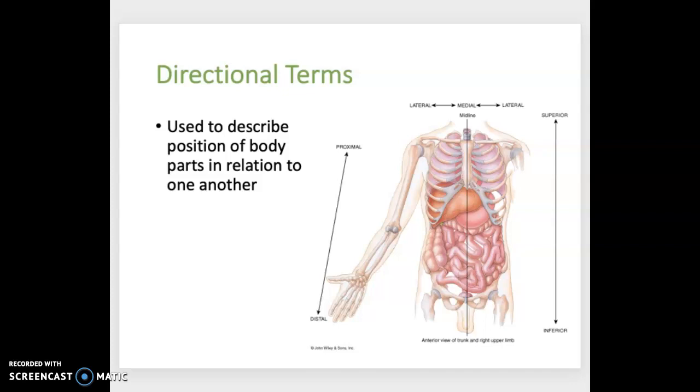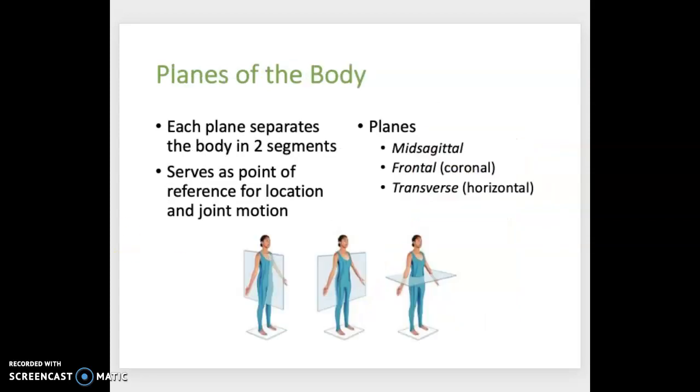Superior and inferior. Superior means toward the head or above or towards the top. And inferior means away from the head or below. There's medial and lateral. Medial means toward the midline, which is an imaginary line that goes through the middle of the body. And lateral means away from the midline, off toward the side of the body. So there are a few others, but these are the most commonly used ones that you'll see.